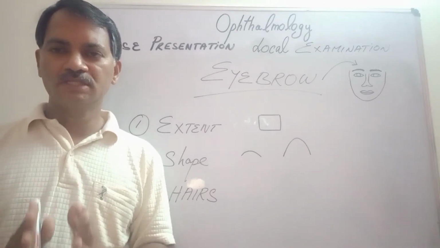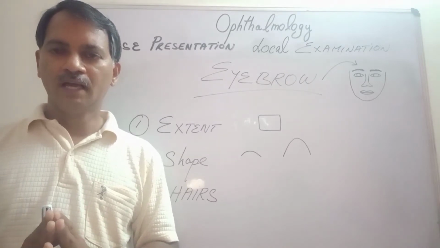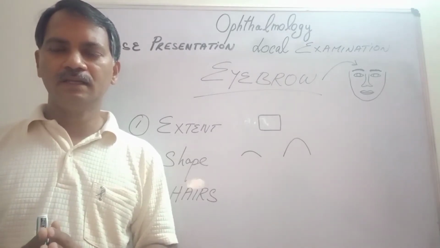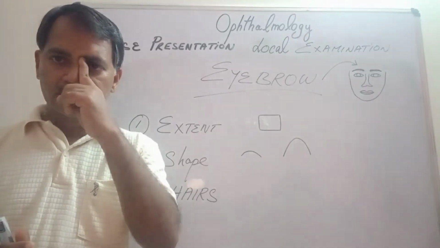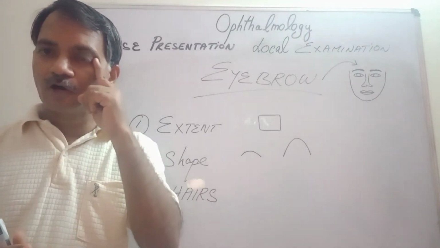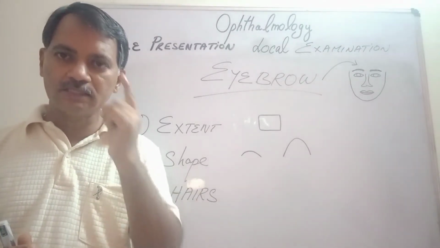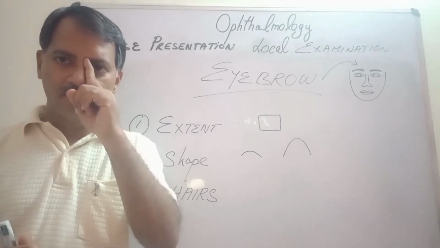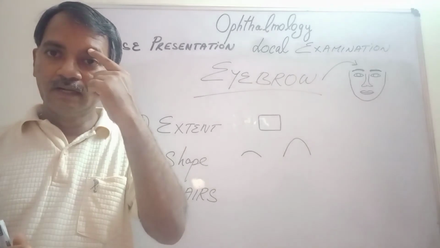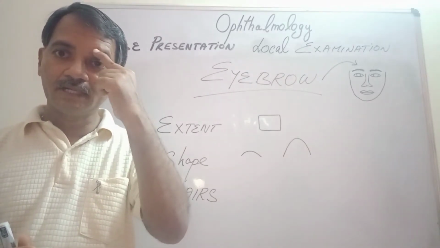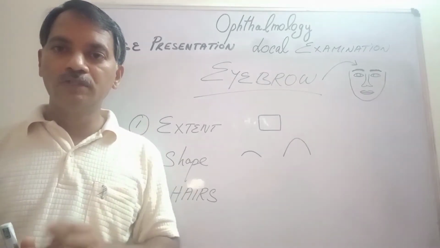Today we are going to discuss the examination of the eyebrow. Anatomically, the eyebrow extends from the medial orbital margin to the lateral orbital margin. You can palpate the medial and lateral orbital margins. The eyebrow travels along the superior orbital margin, so you can palpate the superior orbital margin below the eyebrows.